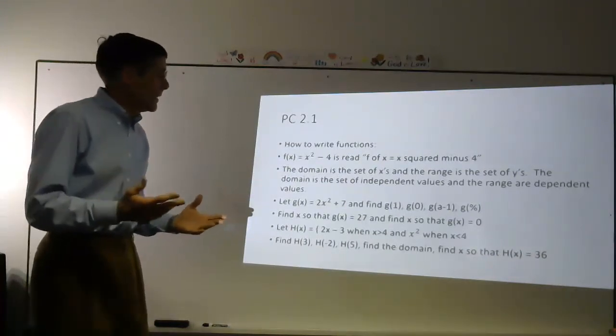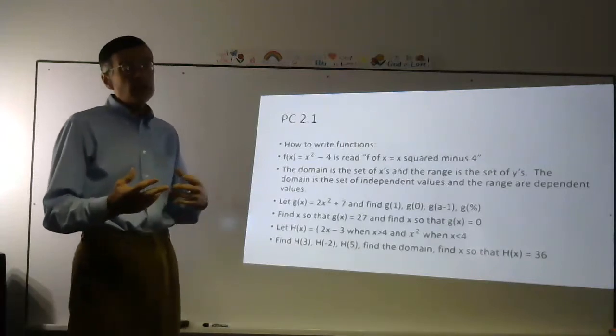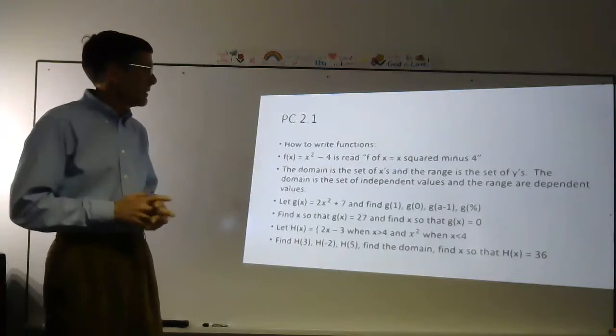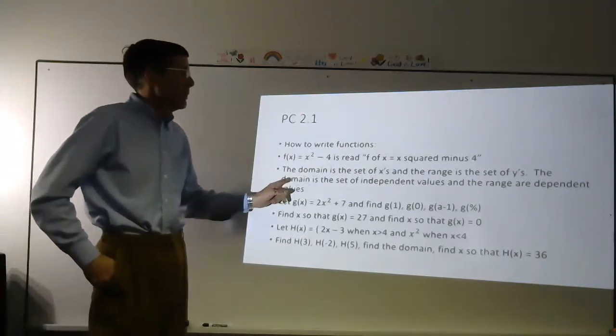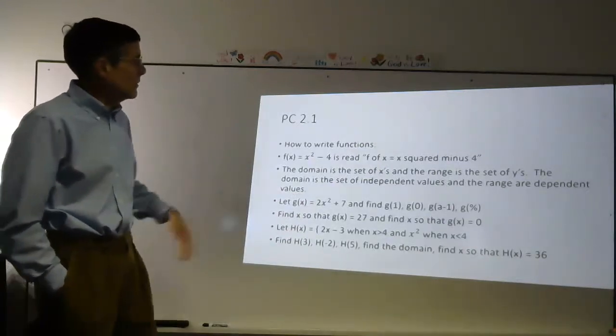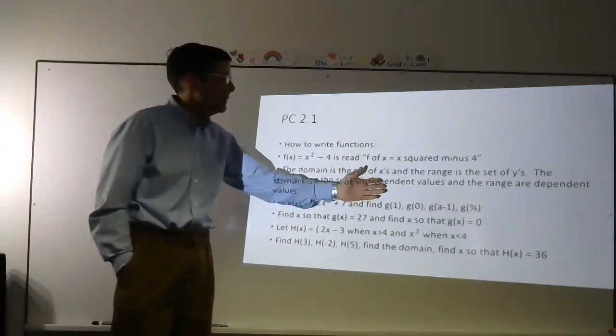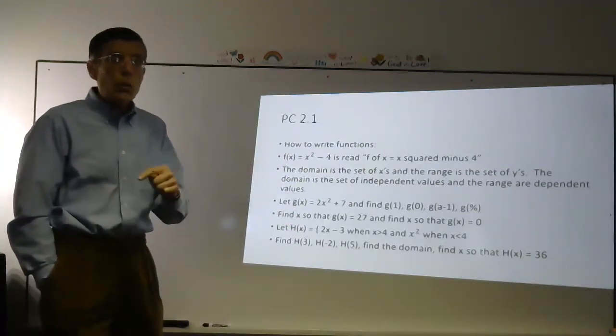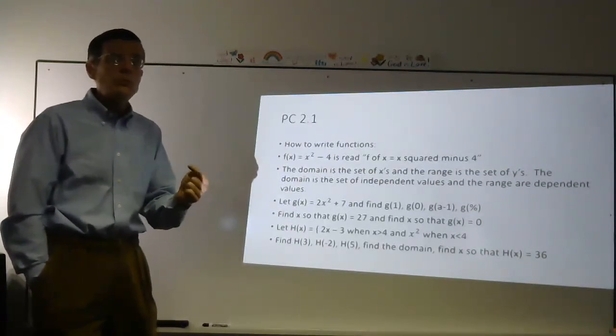Now, the neat thing about functional values, it does save you a little bit of time when you write functions, and we'll get to that in a second. Here I mentioned the domain is a set of x's, the range is a set of y values. The domain is a set of independent values. You can pick anything you want that's legal for x. The y depends upon what you pick for x.